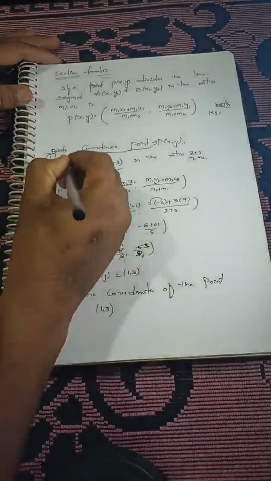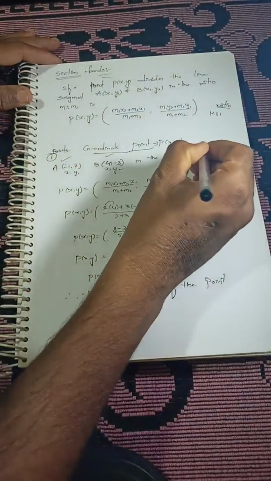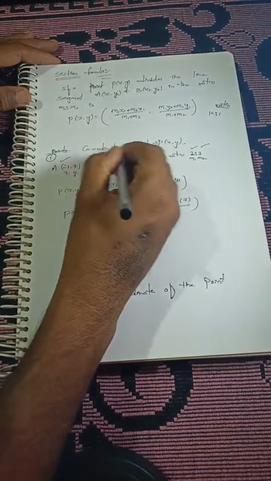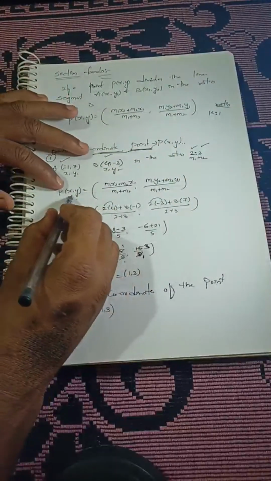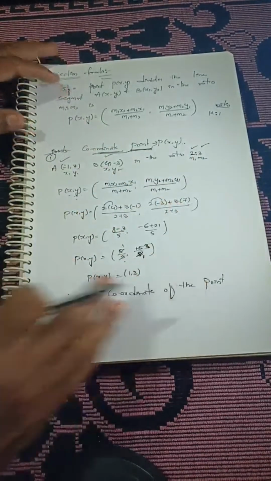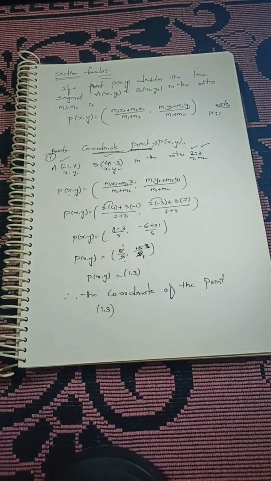See, when 2 points are given and the ratio is given, and we are asked for the coordinate points, see the question clearly. Find the coordinate points means we have to find x comma y. All the remaining values we substitute according to the section formula.